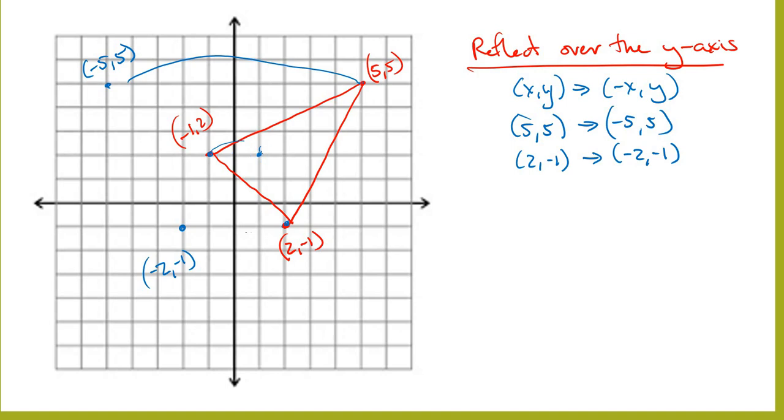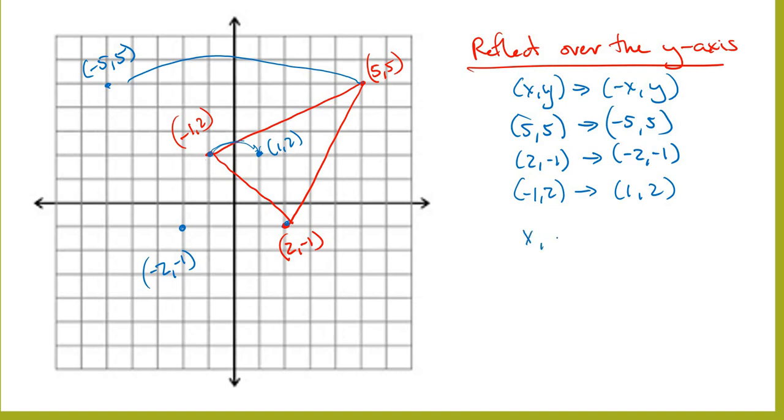Okay, so this one comes to here, -1, 2, comes to 1, 2. Again, I'm still reflecting it over the y-axis, but it has to go from left to right instead of right to left. So let's see what happened there. -1, 2 went to 1, 2.